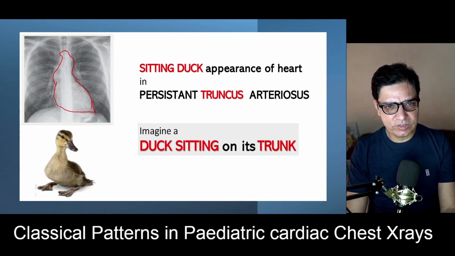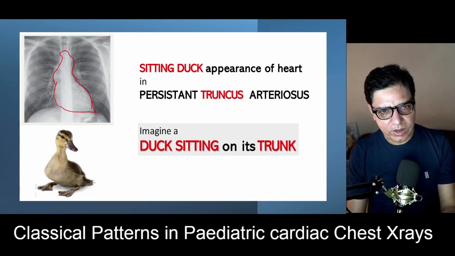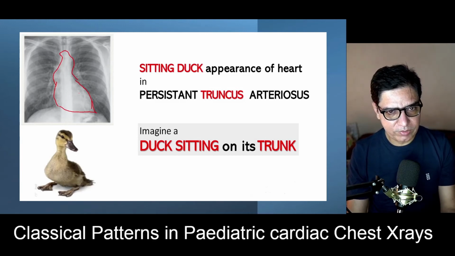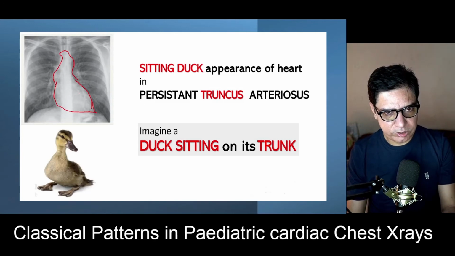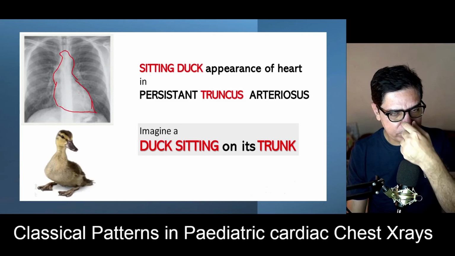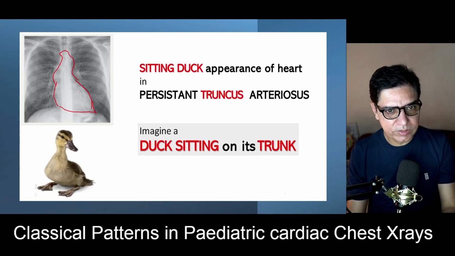The truncus arteriosus is simply that instead of the aorta and pulmonary trunk arising separately from the left ventricle and right ventricle respectively, there is a single structure arising, and usually when the single structure is arising, there is little demarcation between the left and the right ventricle, so it's always associated with a VSD.